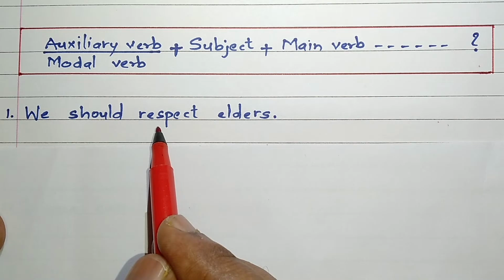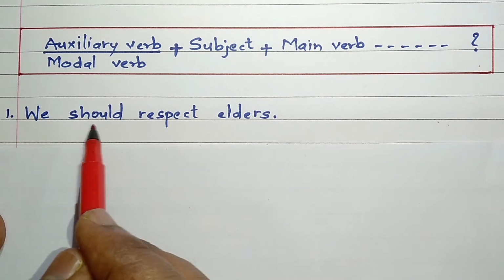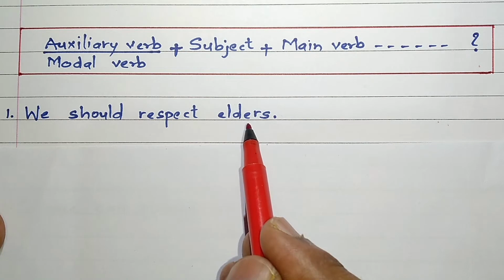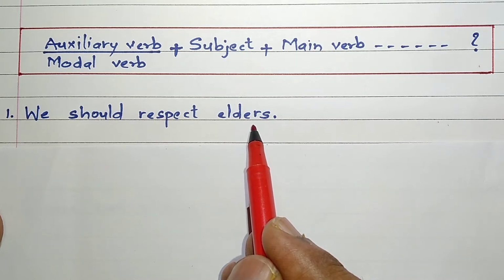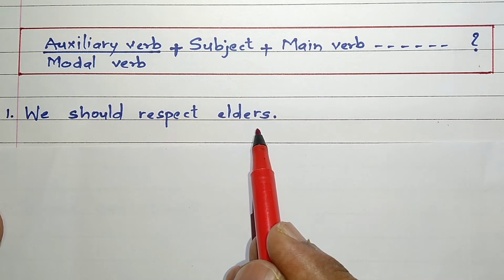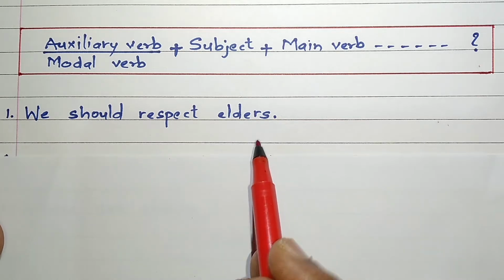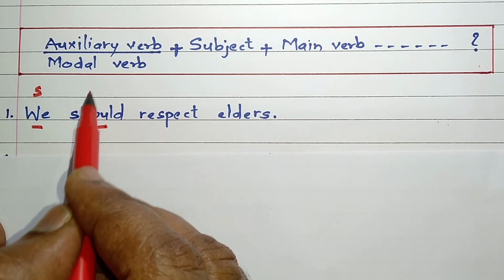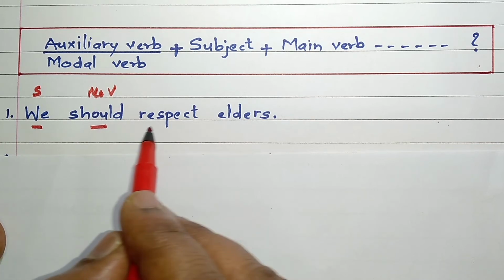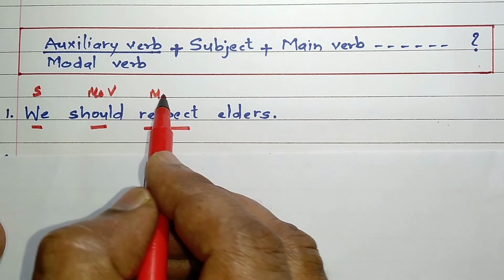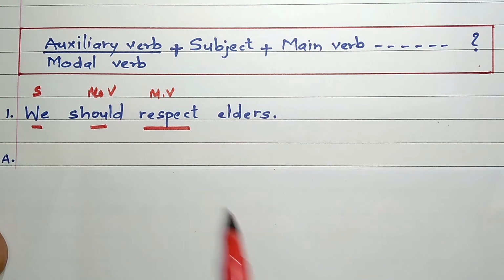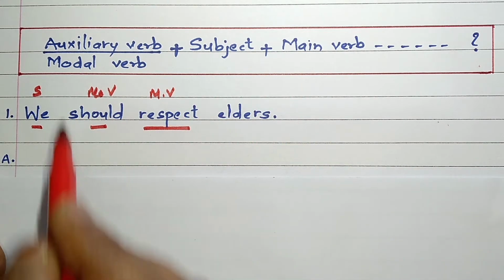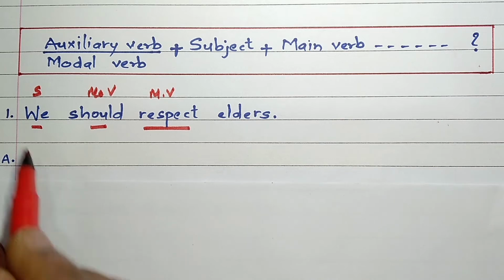Let's do some examples. First example, we should respect elders. Now here, the sentence is affirmative. So therefore, our answer, that is the interrogative sentence or the question that we are forming, will be negative. We is the subject here. Should is the modal verb. Respect is the main verb. So let's follow the format. First, we have to write the modal verb.